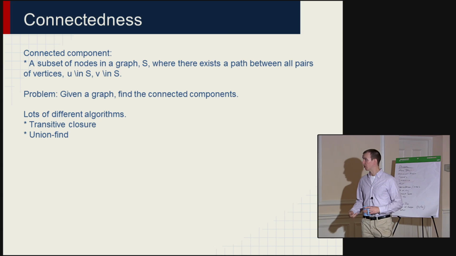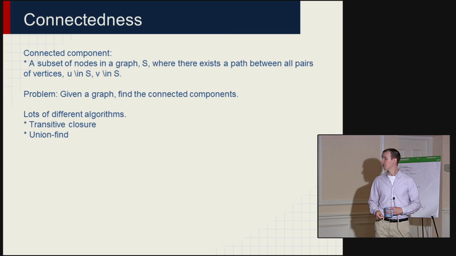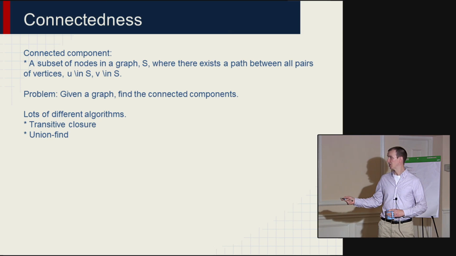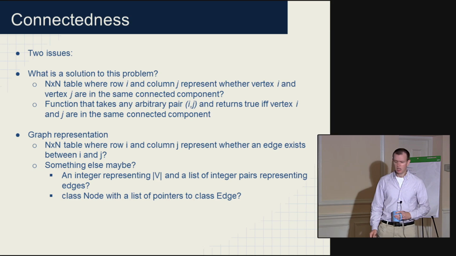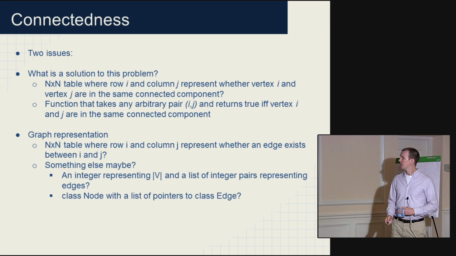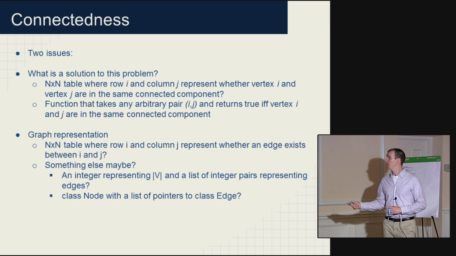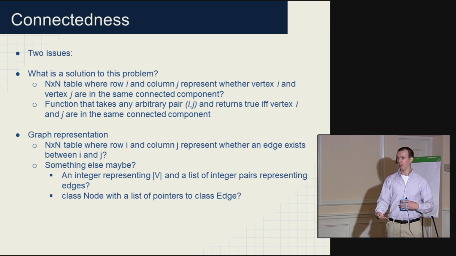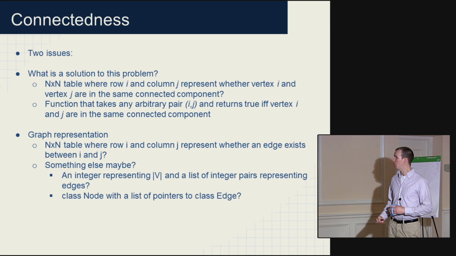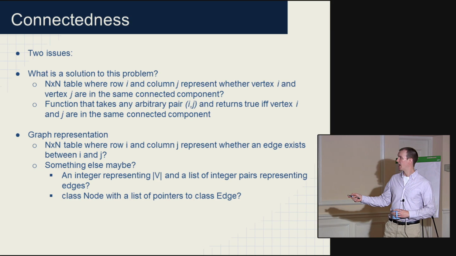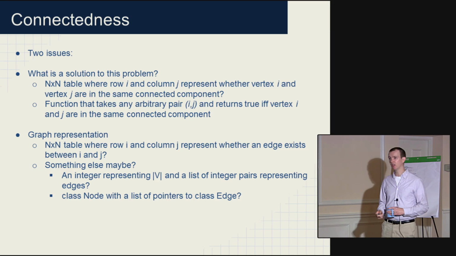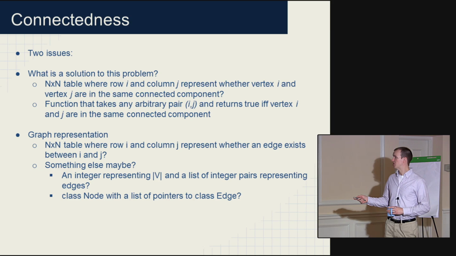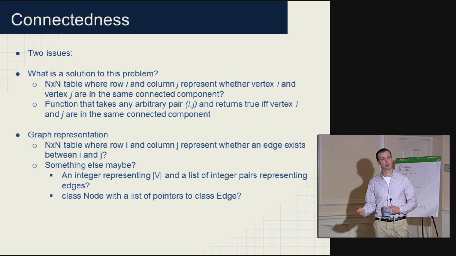Okay, so a common problem is, if you're given a graph, to find the connected components. There are a number of different algorithms, including, say, transitive closure and union find. Let's talk about some of those. So the first is, what is the solution to this problem? If someone were to say, this is the solution to my problem, how would you know that they were right? What form would that solution take? It might be, say, an n by n table where row i and column j represent whether vertices i and j are in the same connected component. Maybe it's some function where you give it the pair i and j and it returns true if they're in the same connected component, false otherwise.